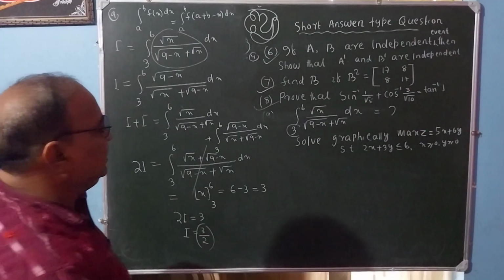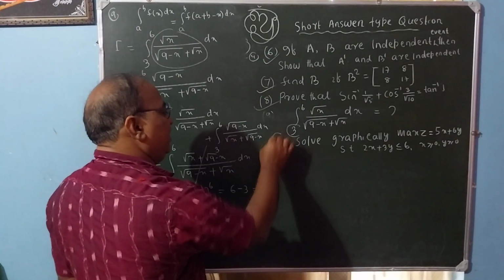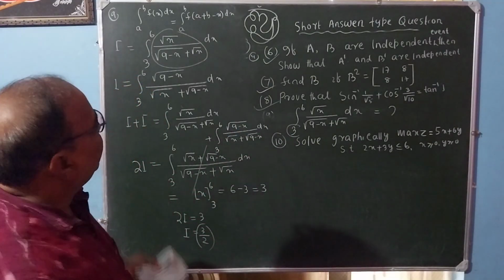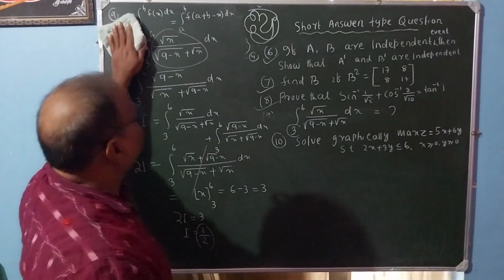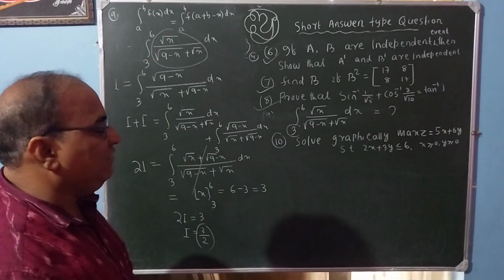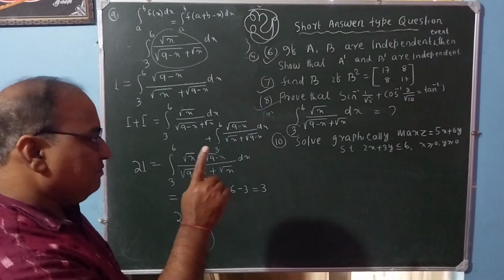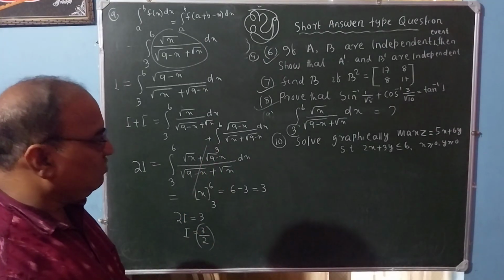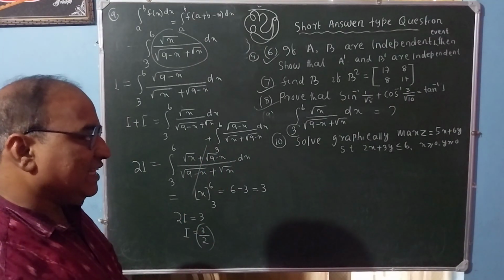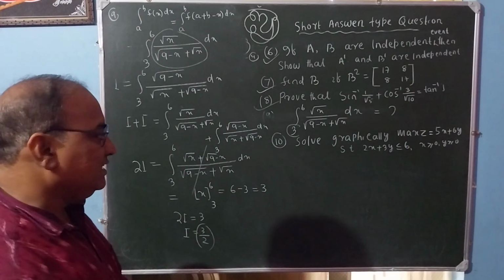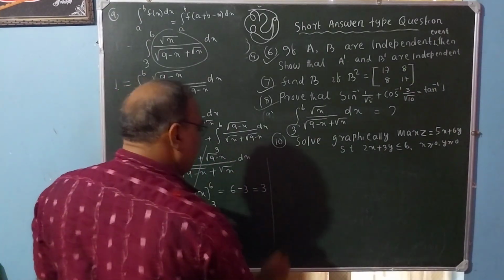Now the last question is from LPP, linear programming problem. Solve graphically: maximize z equal to 5x plus 6y such that 2x plus 3y less than or equal to 6, x greater than or equal to 0 and y greater than or equal to 0. Write down the answer.